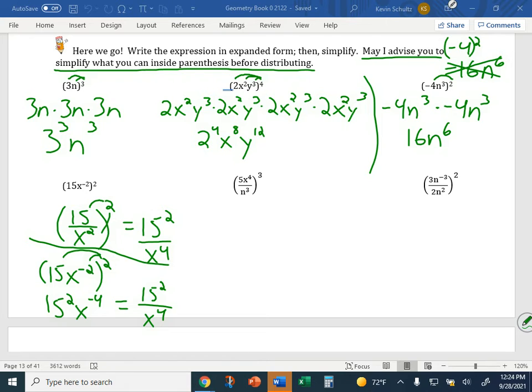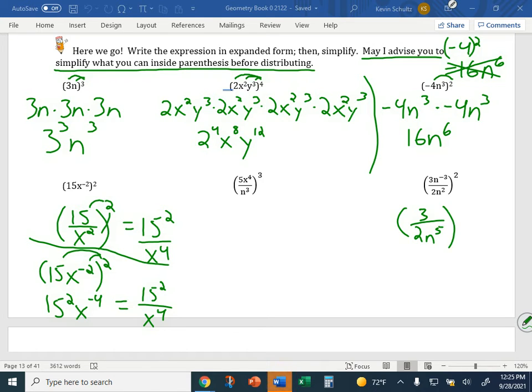Okay. I also want to take a look at the last one. How can we make our lives a little bit easier here? This is where we finally say, I advise you to simplify what you can inside parentheses first. How can we make our lives a little bit easier with that last one there? Will? Bring it down, and that leaves us with a 3 in our numerator. What does our denominator become? I heard it. 2n to the 5th, right?